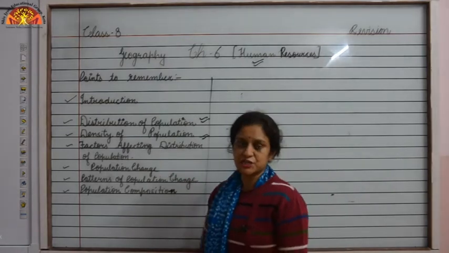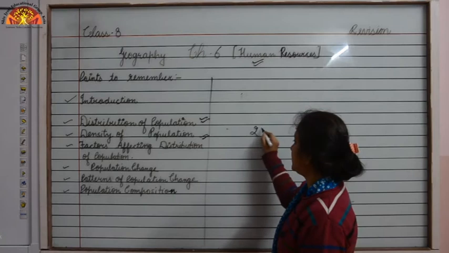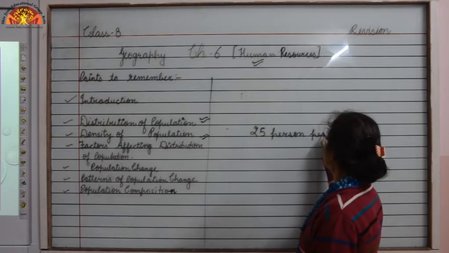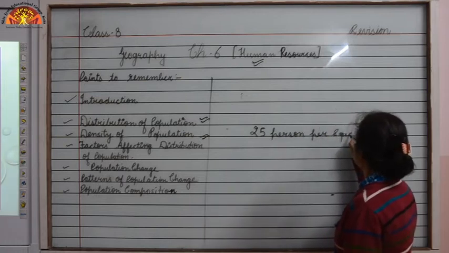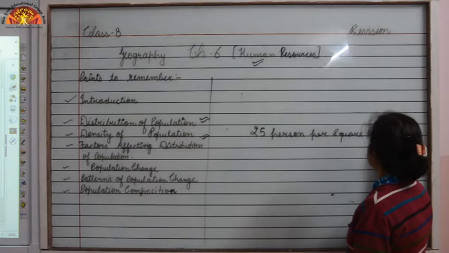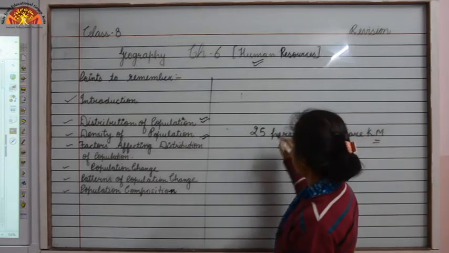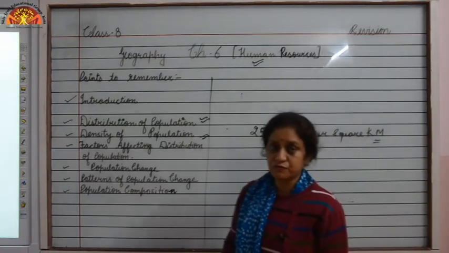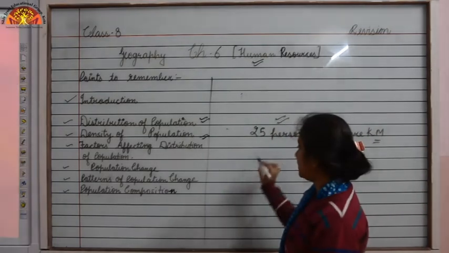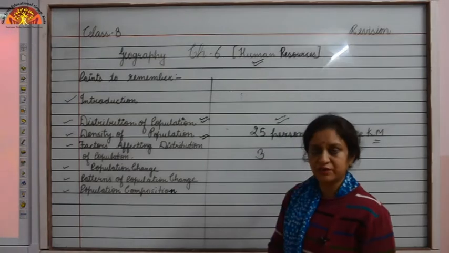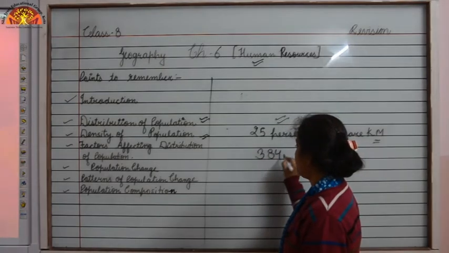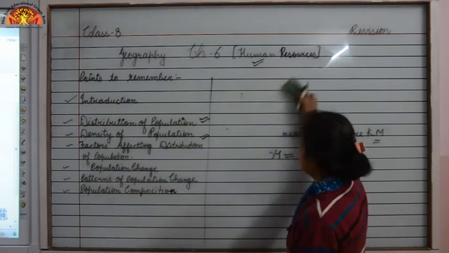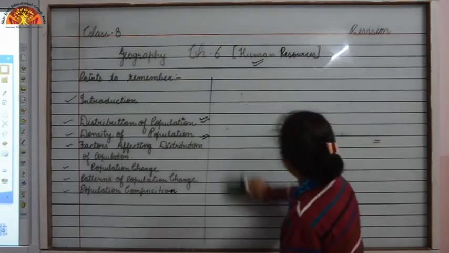The average density of population in the world is 25 persons per square kilometer. If we talk about India, it is recent, in your book it is written 382, but it is 384 now. Now we will talk about the next topic that is to be remembered by you.